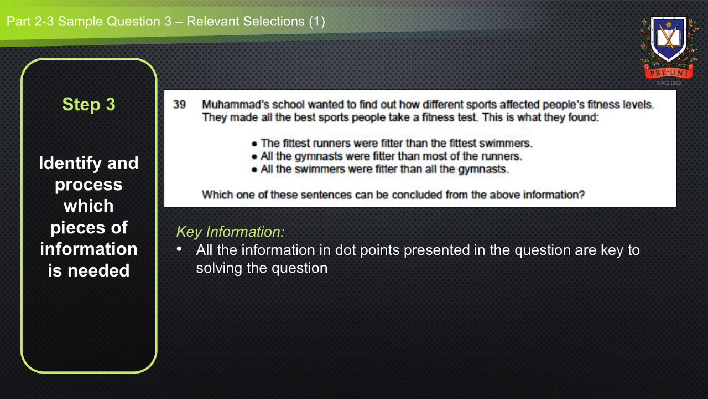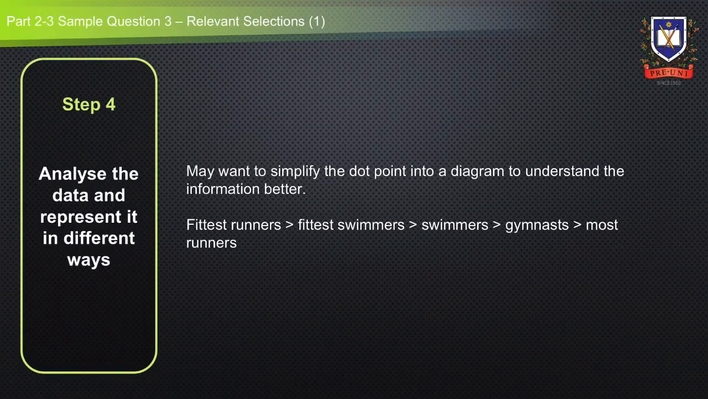These are all necessary to solve the question. Step 4 is to analyze and represent the data in different ways. In this question, it may be helpful to simplify the dot points into a diagram to understand the information better. From the information, we can order from the fittest to the least fit: fittest runners, then fittest swimmers, then just all swimmers, gymnasts, and then most runners at the end.